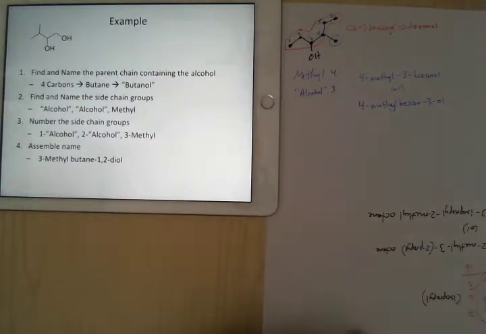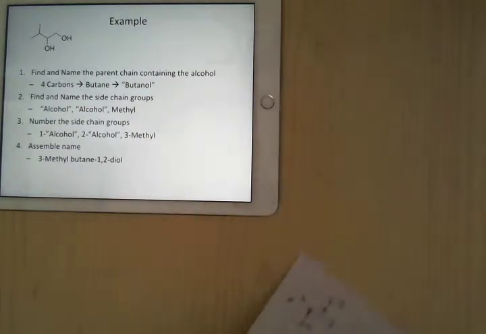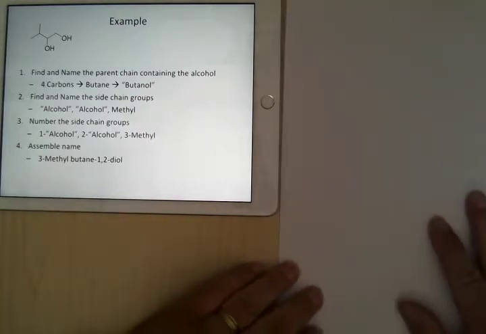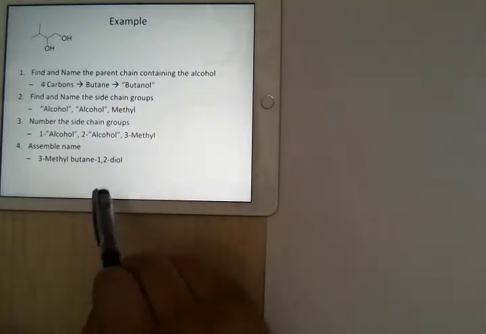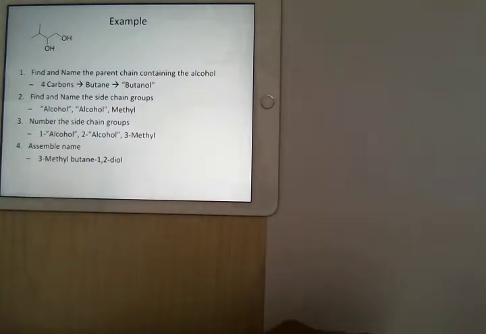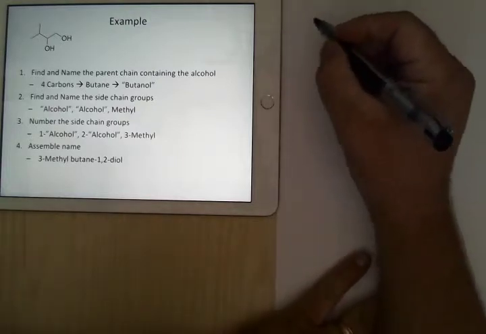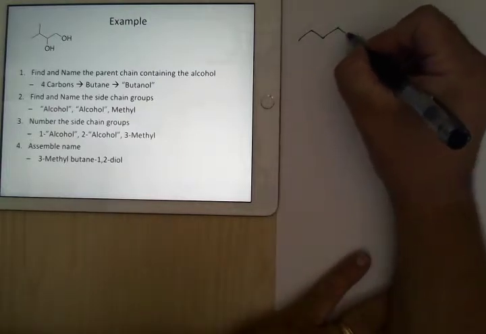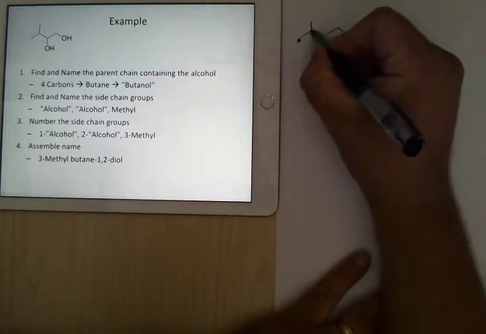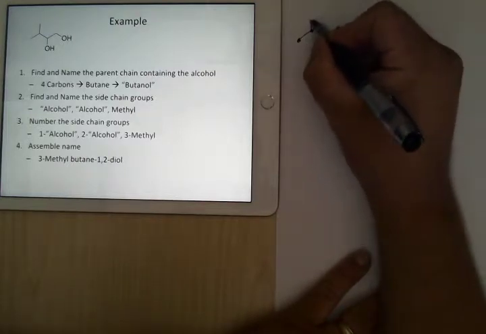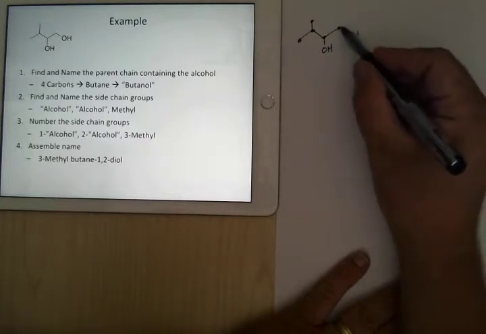Now, if you have more than one of these groups, say 2 alcohol groups, how do you handle that? Well, you do it the exact same way, but you have to indicate you have 2. So at the end, we'll put this as a diol. So here we go. OH, like that. Put your dots in, so you don't forget that there's a carbon here.